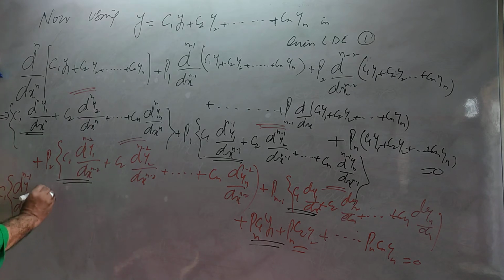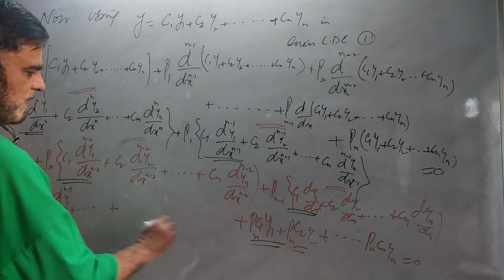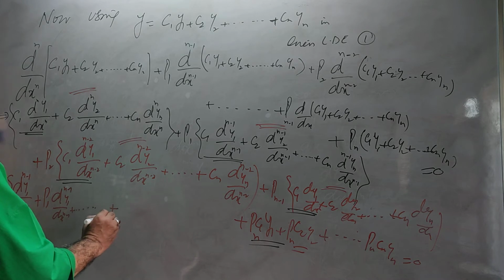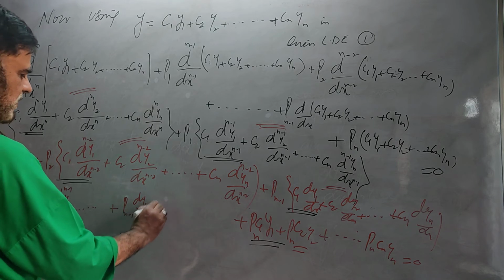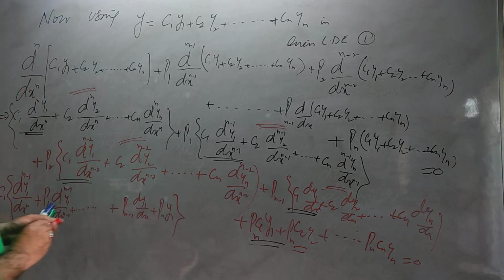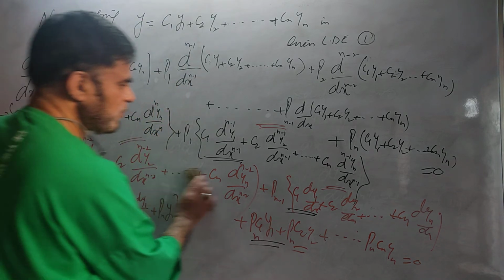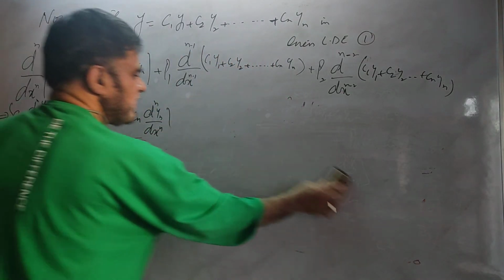here p1, c1 is out, p1 d^(n-1) y1/dx^(n-1), then plus so on, and the last will be p_{n-1} dy1/dx plus pn y1. Similarly you can have it by grouping the terms. You can write it now directly, and you will come to know what we get.